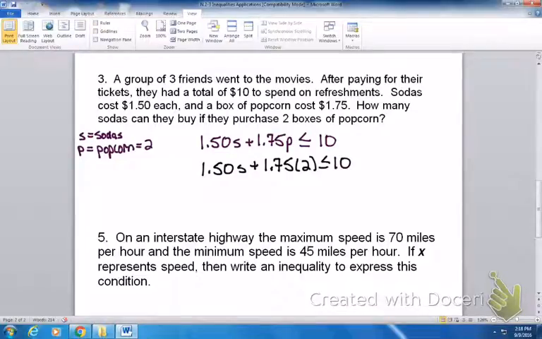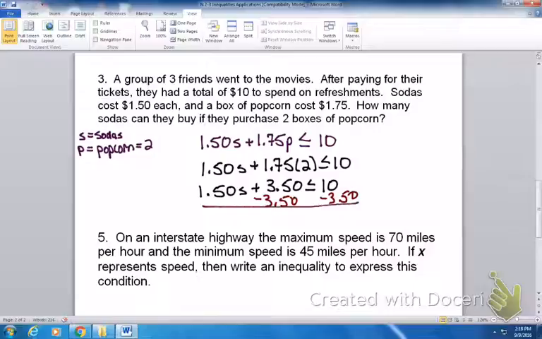So we can do our multiplication and go to the next step. $1.50S plus 1.75 times 2 is $3.50. That has to be less than or equal to 10. So there's a little legwork to get this started, but now we can solve. The first thing we want to do is move our number. So I'm going to subtract $3.50 from both sides. Now I have $1.50S is less than or equal to $6.50.